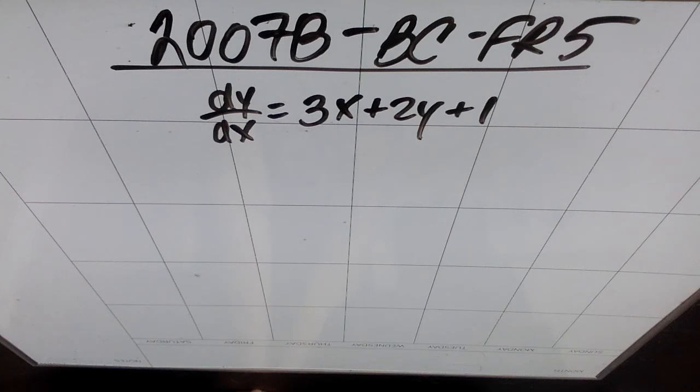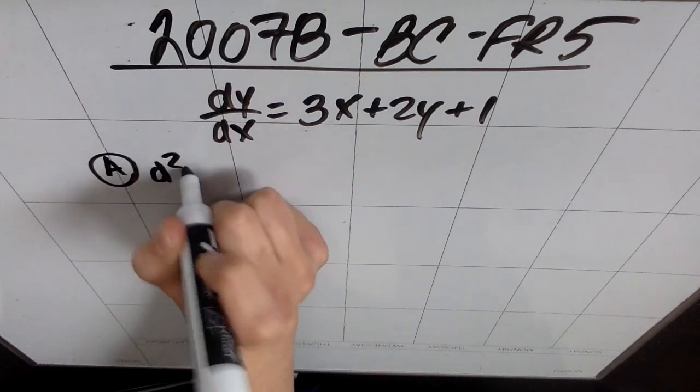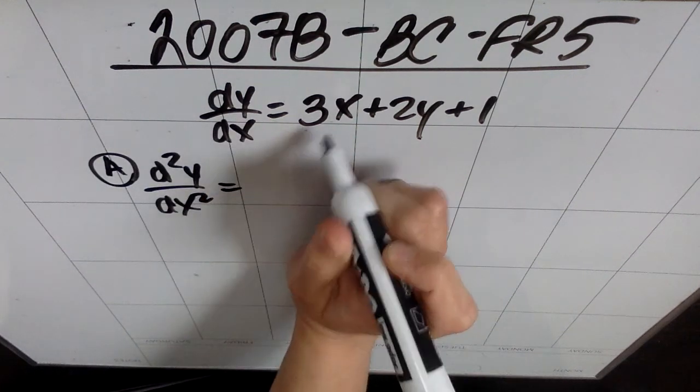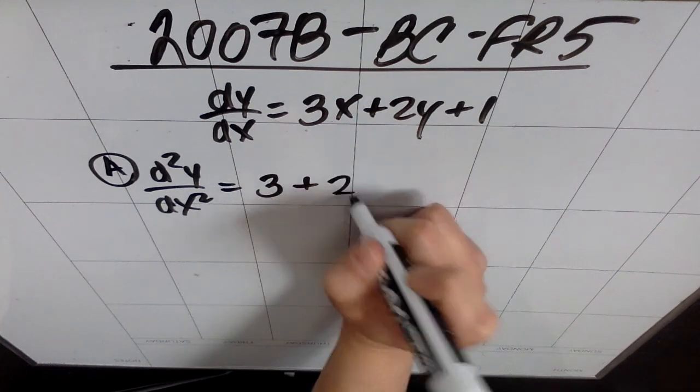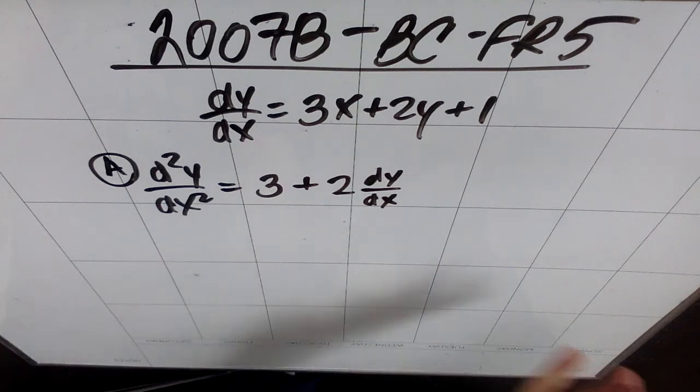Cool. Time back in. Part A. Find d squared y dx squared in terms of x and y. Okay, so for part A, d squared y dx squared, which is what happens when we derive this side, equals the derivative of 3x, which is 3, plus the derivative of 2y, which is a 2 dy/dx, because I'm deriving with respect to x, right, plus 0, which is gone.